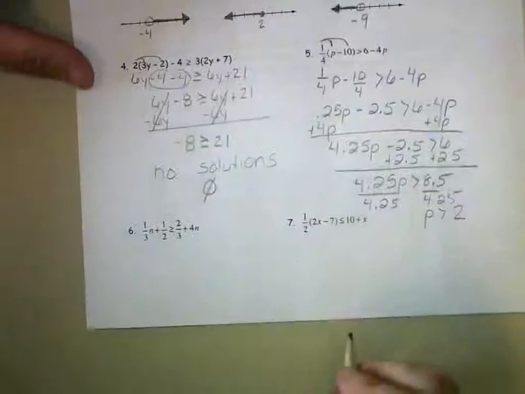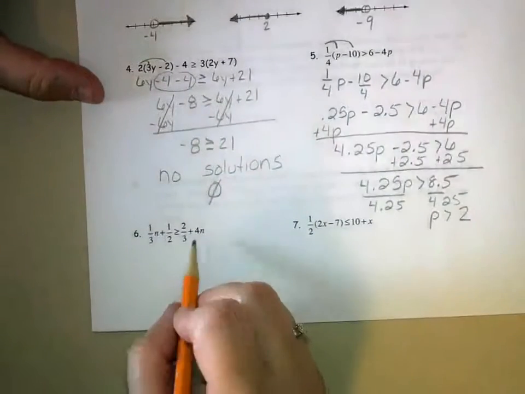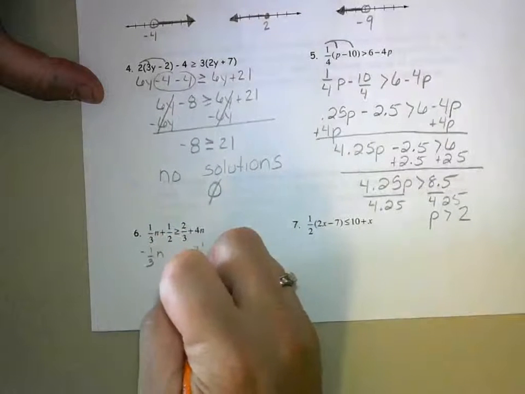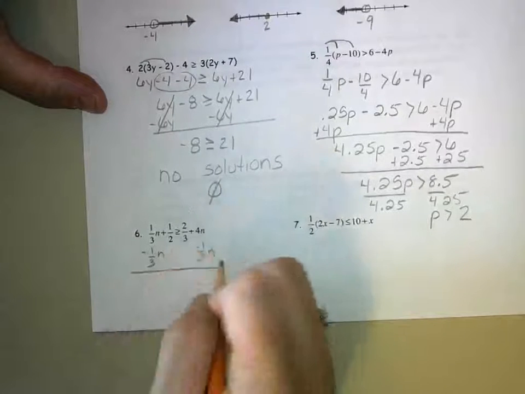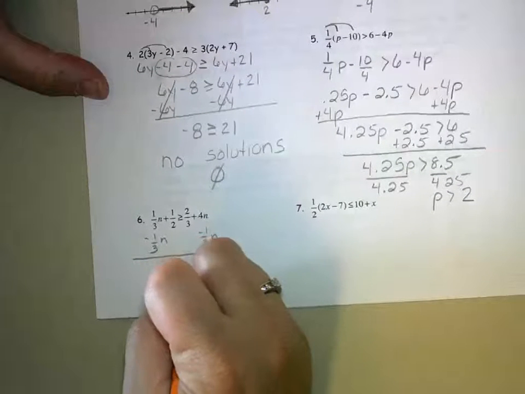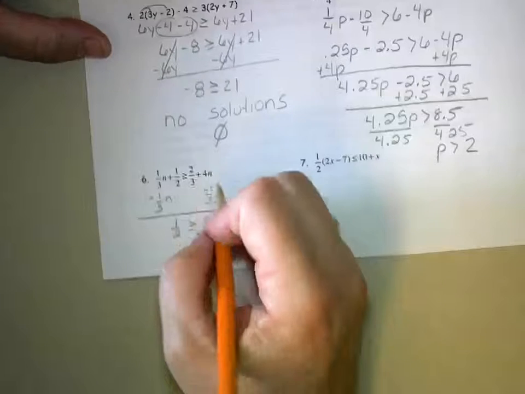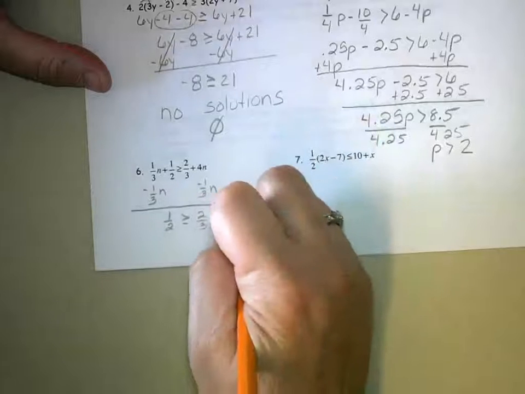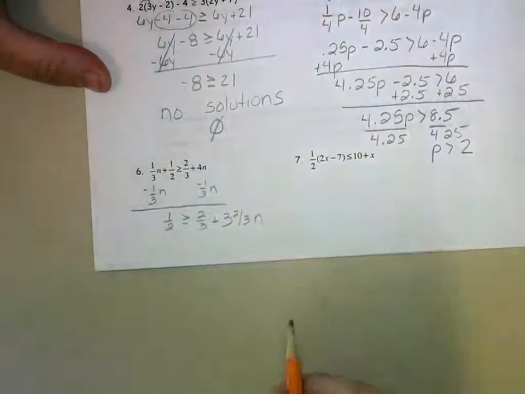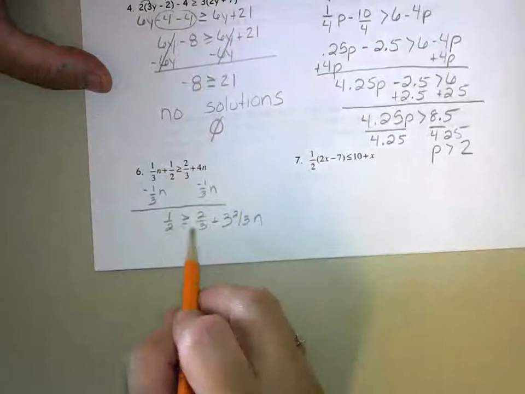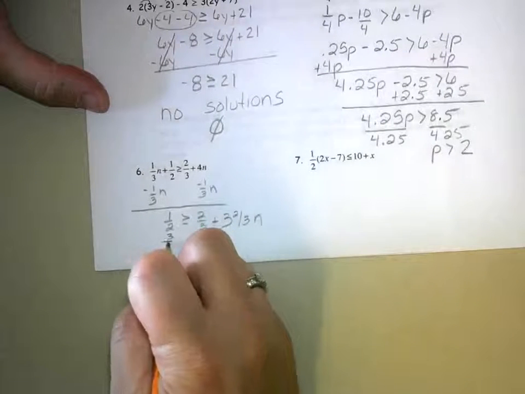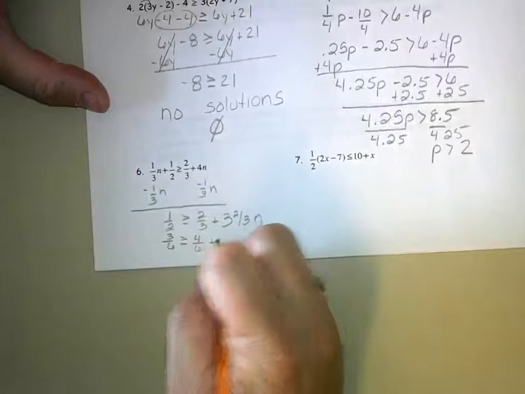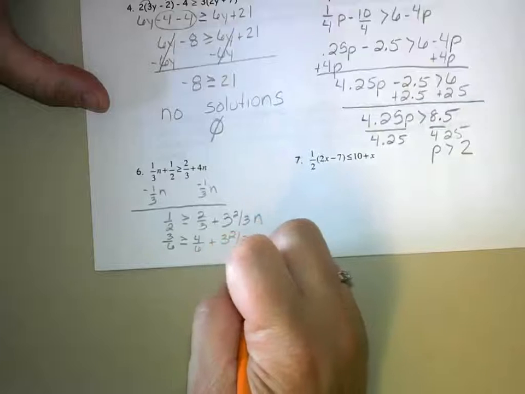Number 3, or number 6, how did I come up with number 3? Looking at the ends, if you subtract 1/3 n from both sides, 4 n minus 1/3 n is 3 2/3 n. And with these fractions, I'm going to make them have the same denominator, and that will be 3/6 is greater than or equal to 4/6 plus 3 2/3 n.